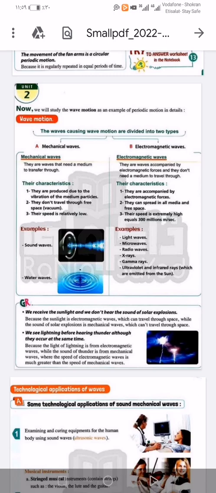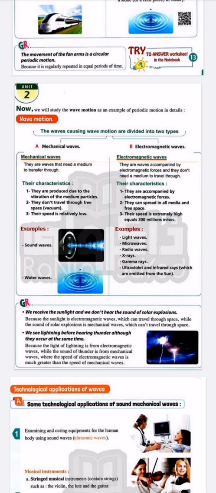Their characteristics: number 1, they contain electromagnetic force. Number 2, they can spread in all media and in free space. Mechanical waves can't transfer in space or vacuum, while electromagnetic waves can transfer in space, in vacuum, and in the presence of a medium. Number 3, their speed is extremely high, equal to 300 million meters per second.